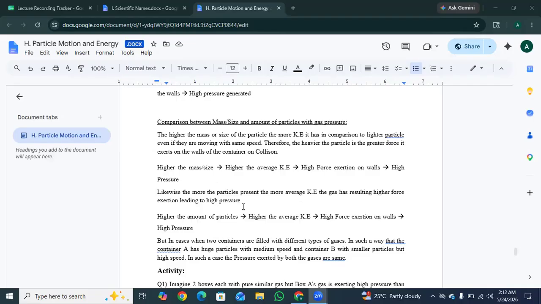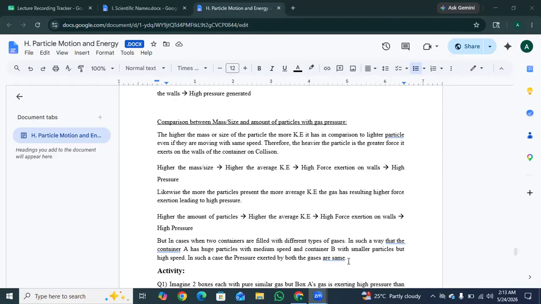Likewise, the more particles present, the more average kinetic energy the gas has, resulting in higher force exertion and high pressure. Higher amount of particles leads to higher average kinetic energy, high force exertion on walls, and high pressure. But in cases when two containers are filled with different types of gases, such that container A has huge particles with medium speed and container B has smaller particles but high speed, the pressure exerted by both gases is the same.